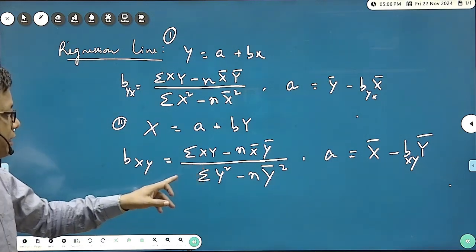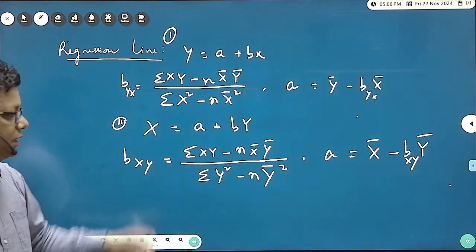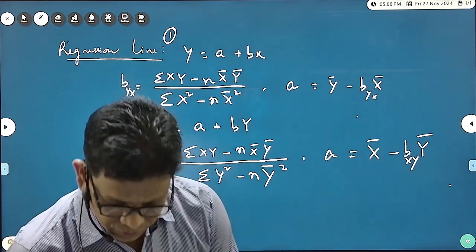We did it the other day. Yes or no? X bar is the mean for x, y bar is the mean for y, and then get the required answer. Done?